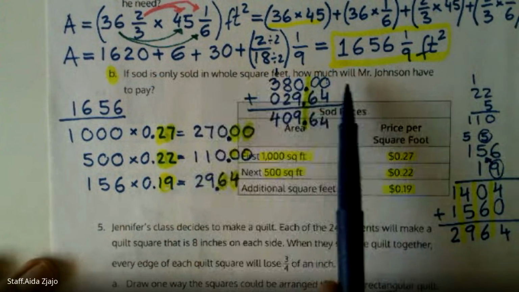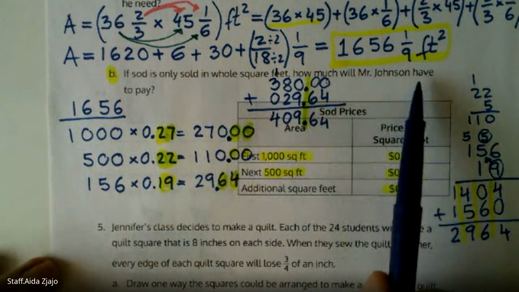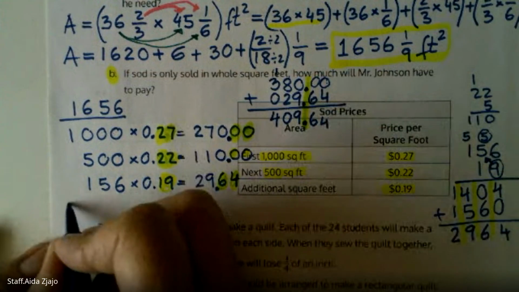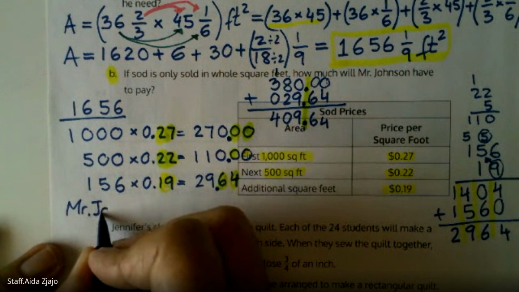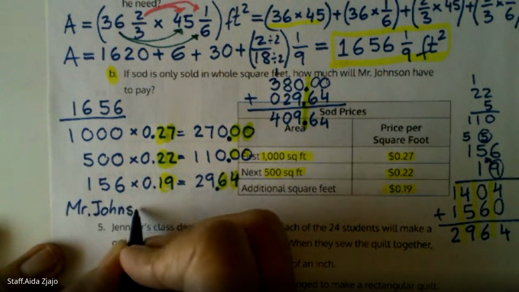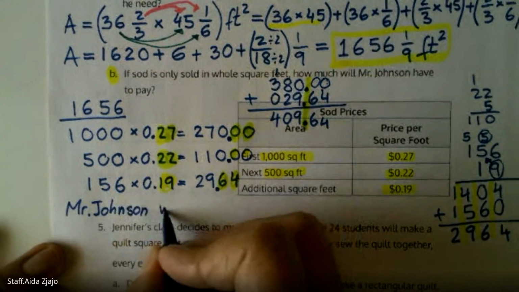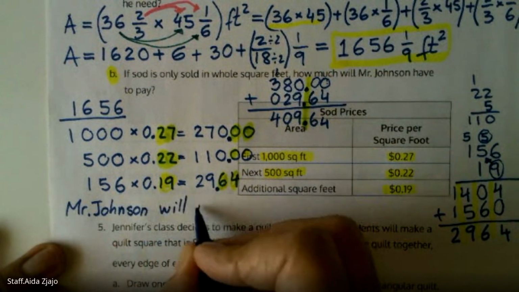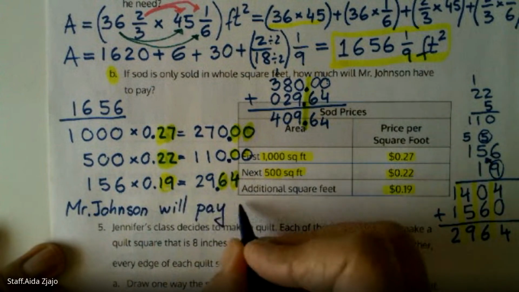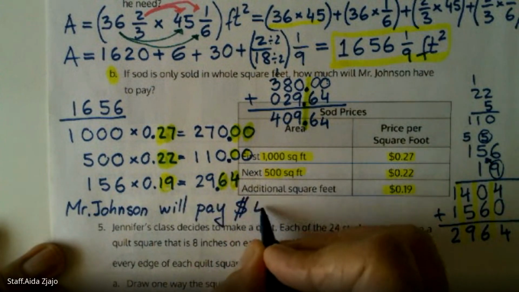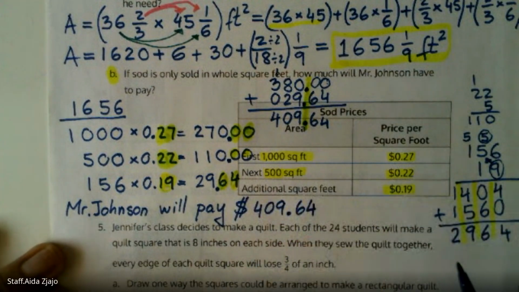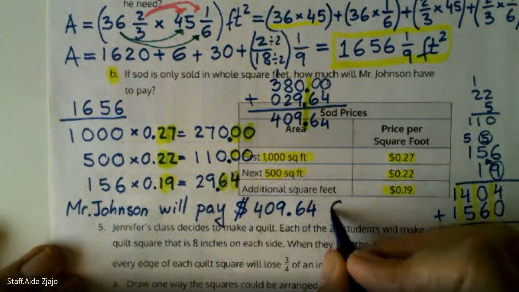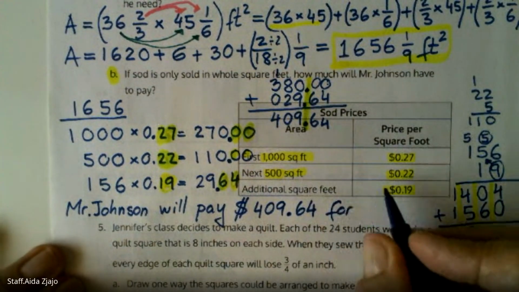So how much will Mr. Johnson have to pay? Mr. Johnson will pay $409.64 for sod.